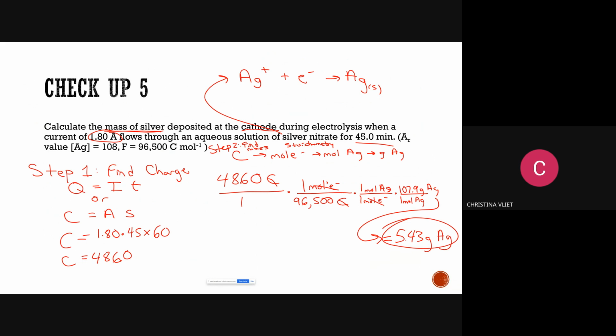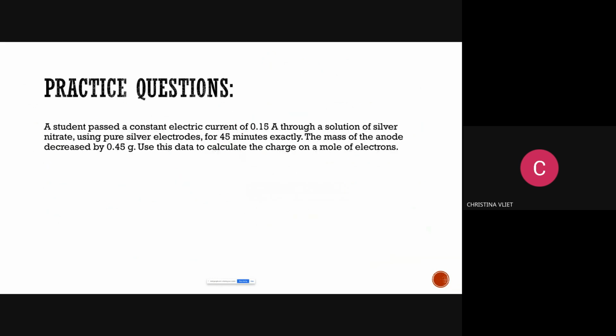All right, second example. A student passes a constant electric current of 0.15 amps through silver nitrate again, using pure silver electrodes for 45 minutes. The mass of the anode decreases by 0.45 grams. Would you use this data to calculate the charge on a mole of electrons? So what would we do here?